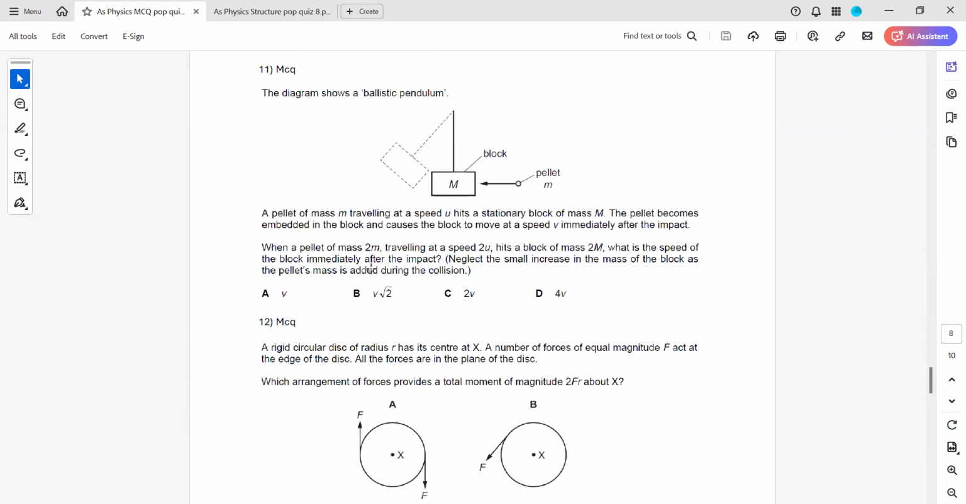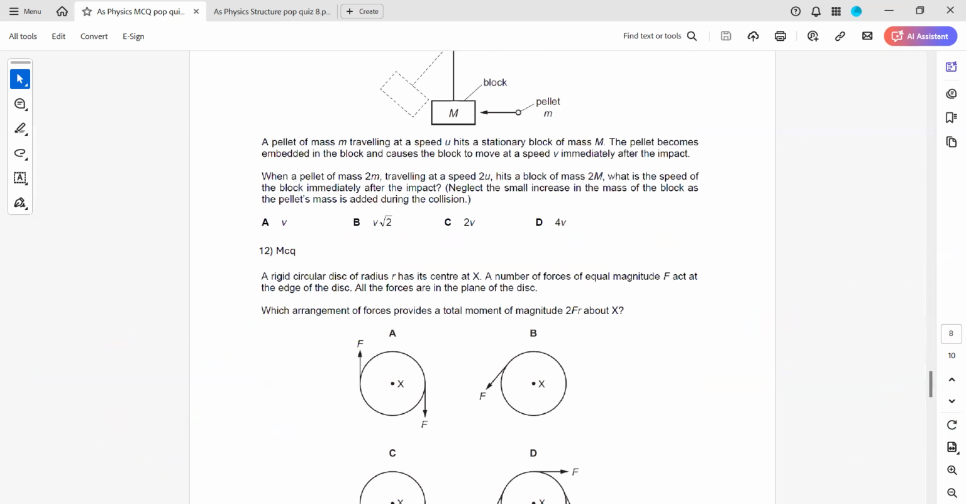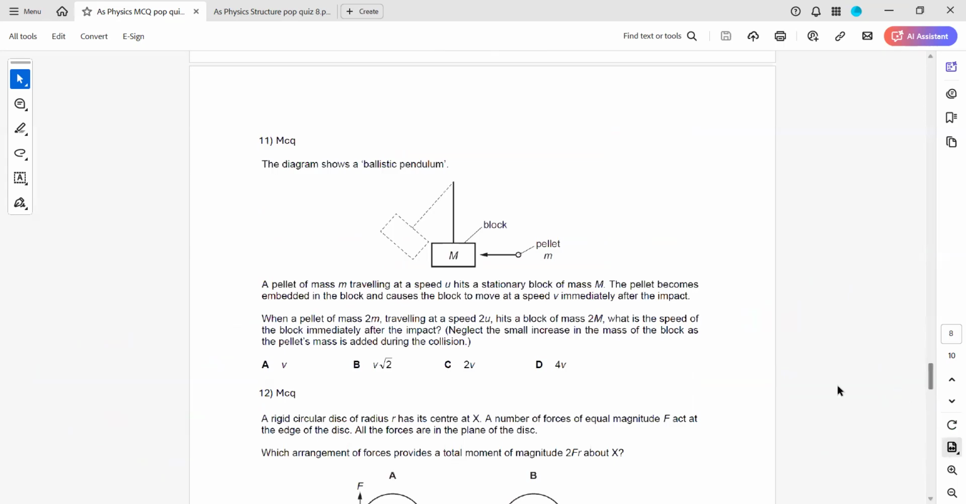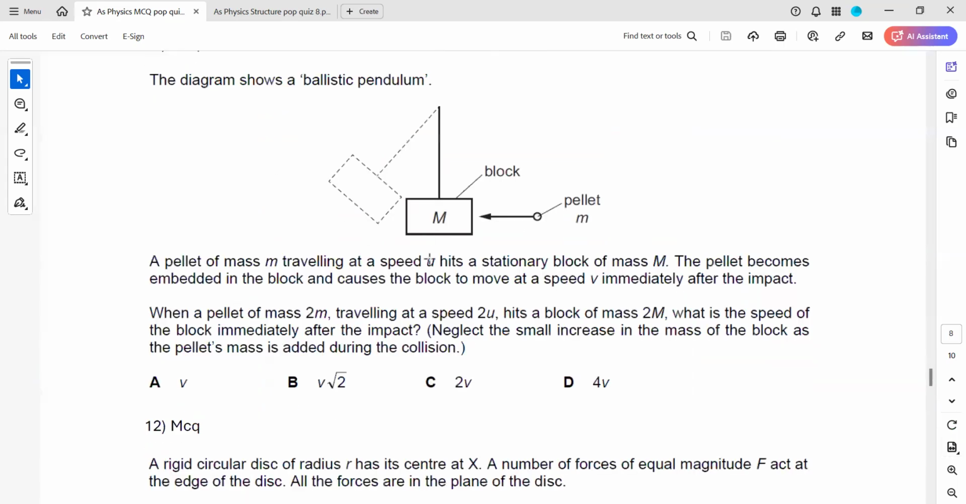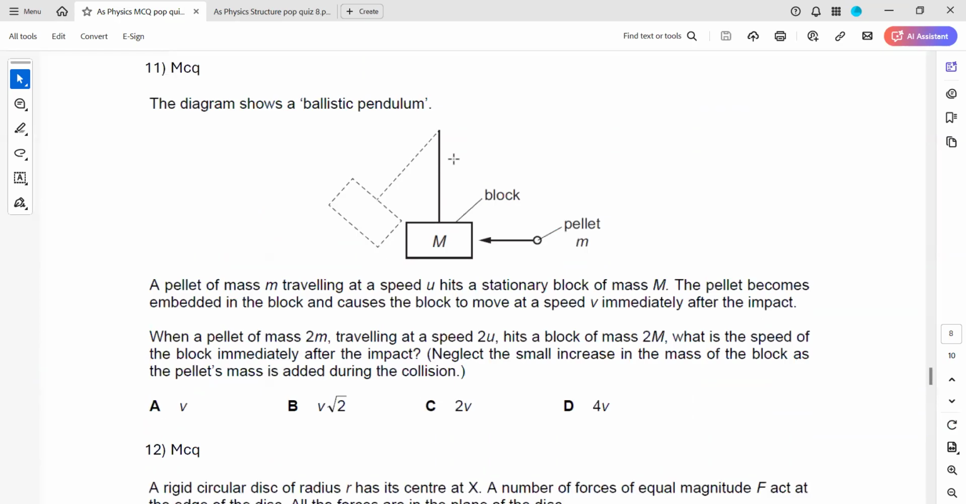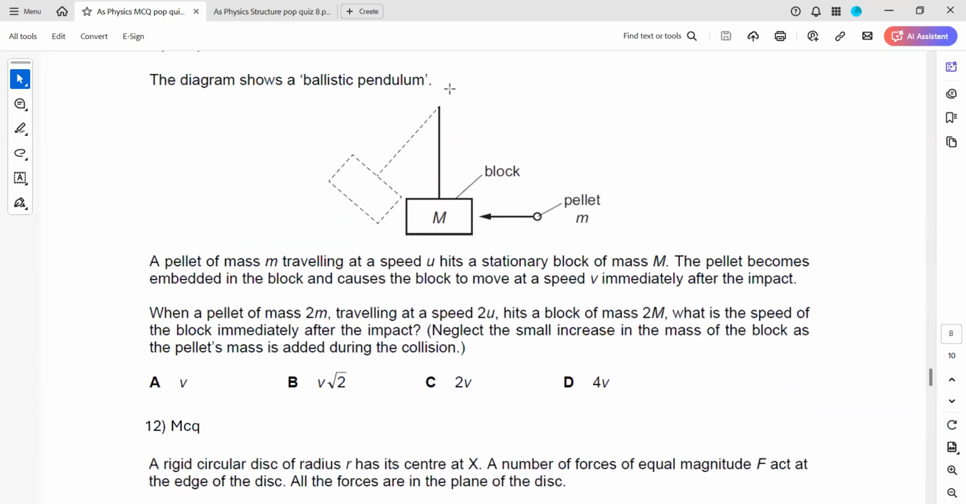Question 11, any doubt? Question 11. Question 11, the diagram shows a ballistic pendulum. A pellet of mass m traveling at a speed u hits a stationary block of mass M. The pellet becomes embedded in the block and causes the block to move with the speed v.